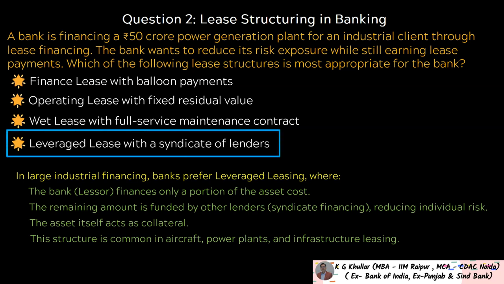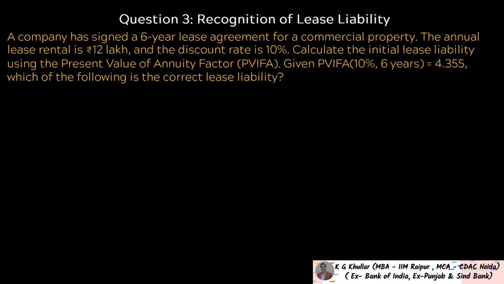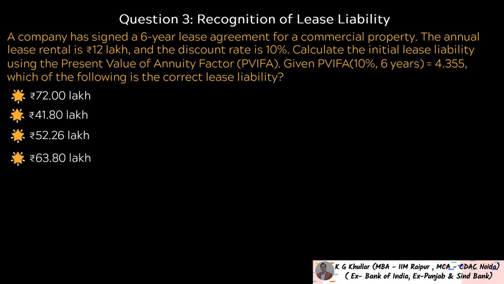Then the third question is: a company has signed a 6-year leasing agreement for a commercial property. The annual lease rental is rupees 12 lakhs and the discount rate is 10%. Find the initial lease liability using the present value of annuity factor, that is PVIFA, and it is also given that the value of the present value of annuity factor for a 10% discount rate and 6 years is 4.355. Which of the following is the correct lease liability? And these options are given to you.